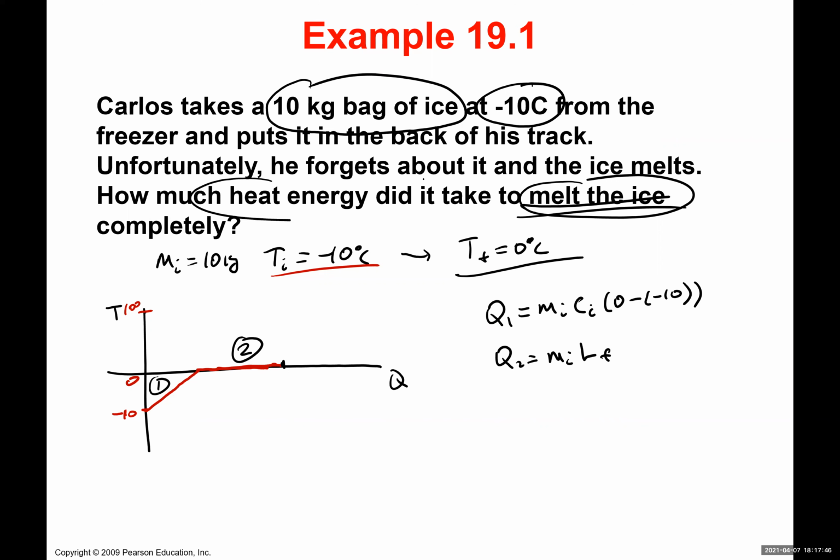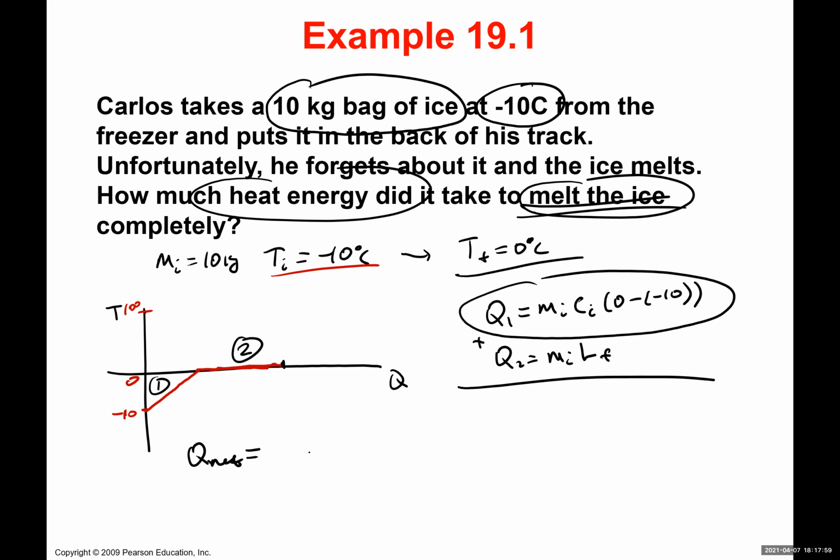How much heat energy did it take to melt the ice? Will be the sum of Q1 and Q2. That means Q net just takes into account changing the temperature of ice from negative 10 to 0, then melting the ice. So this will be Q1 plus Q2: mass of ice, specific heat of ice, times delta T, plus mass of ice times heat of fusion.